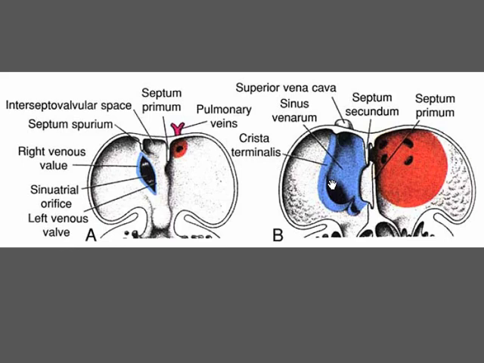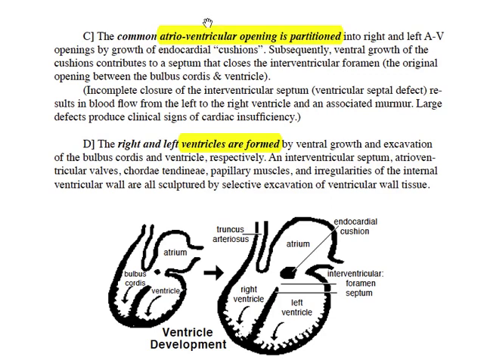The same process is taking place on the left side. Here we see pulmonary veins being incorporated into the wall, becoming the left atrium. The embryonic atrium will become the left auricle. The next 2 snapshots are: first, the common atrioventricular opening is being partitioned into right and left atrioventricular openings by a growth called the endocardial cushion. Then we have the right and left ventricles being formed by growth and internal excavation.